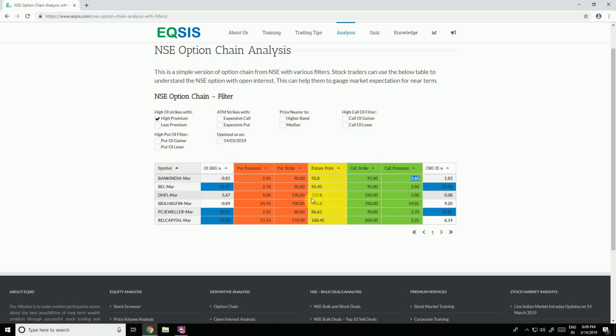Look at DHFL. For the DHFL put option, below 130 is where you see the put option. This one is giving me 9 rupees and the 150 is giving me about 5 rupees. If you take it in total, I get close to 14 rupees premium. So 14 rupees is close to 10%. So look at this one. Let's take the example of DHFL now.